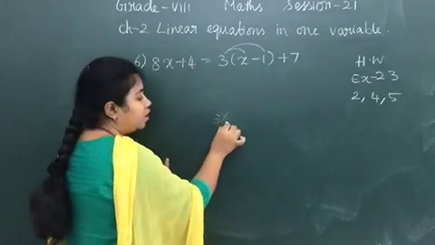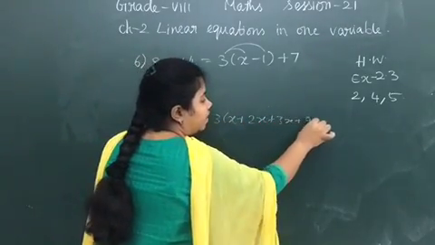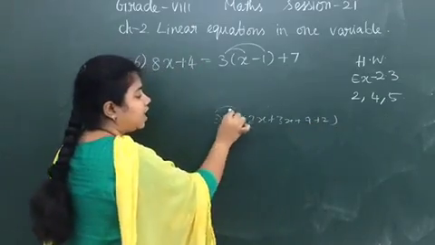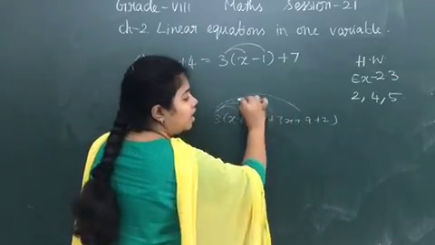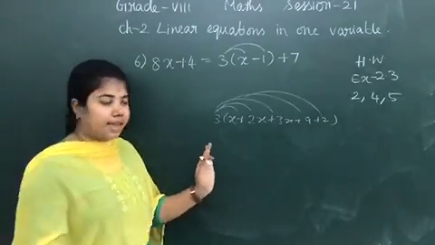Even if you have 3 into x plus 2x plus 3x plus 9 plus 2, you have to multiply 3 with each term inside the bracket. Are you clear? This is the indication of the bracket.